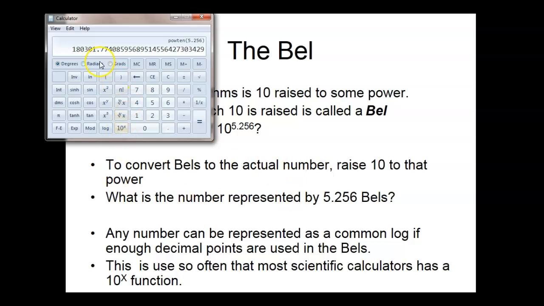So right now that's the number, but if I came over here and used 5.23 and hit that, it's still close enough for me to tell if it's right or wrong. So sometimes we round the bels, especially when they get extremely long. Everybody okay?